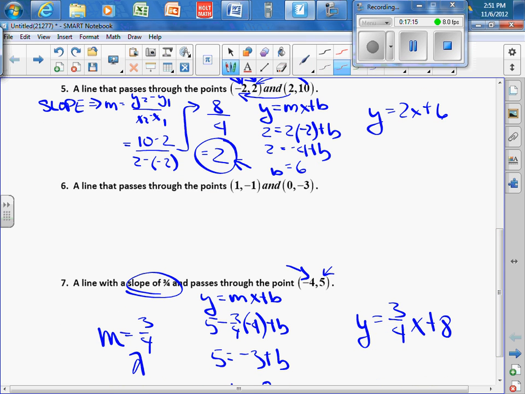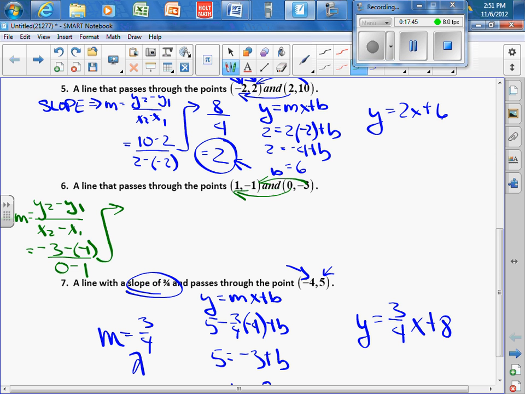In number 6, a line that passes through points 1, negative 1, and 0, negative 3. Well, to find the slope, you need y2 minus y1 over x2 minus x1. Write down the negative 3 minus the negative 1, over 0 minus 1. Draw these arrows in. Minus a negative is plus a positive. Negative 3 plus 1 is negative 2. 0 minus 1 is negative 1. The slope of this line is 2.